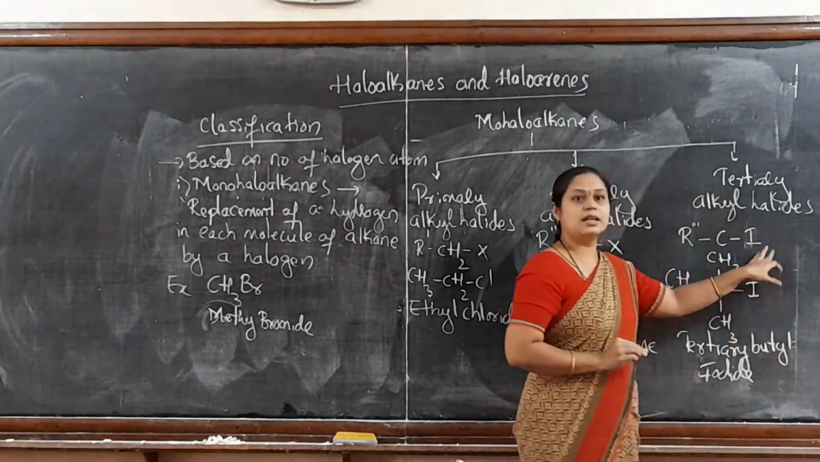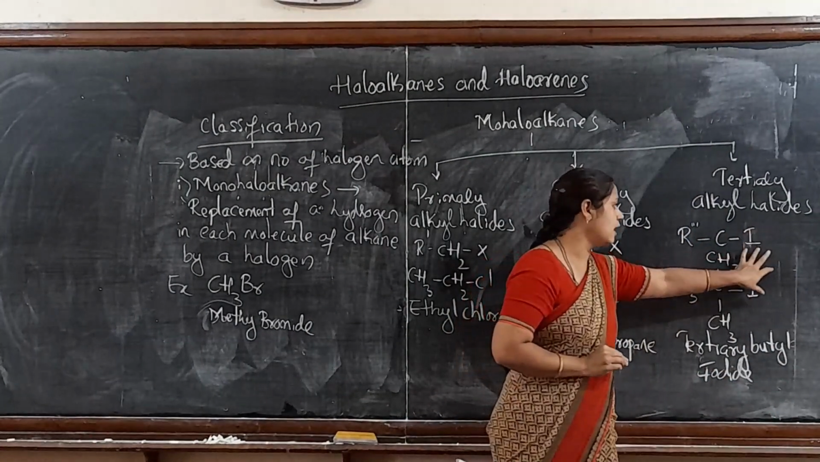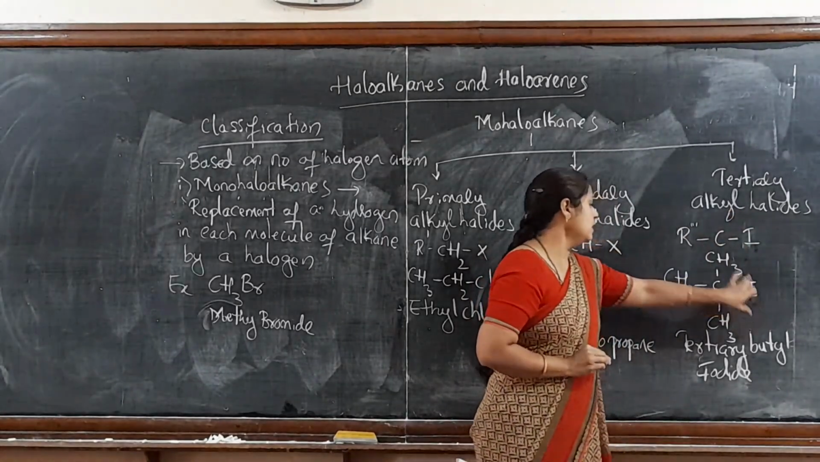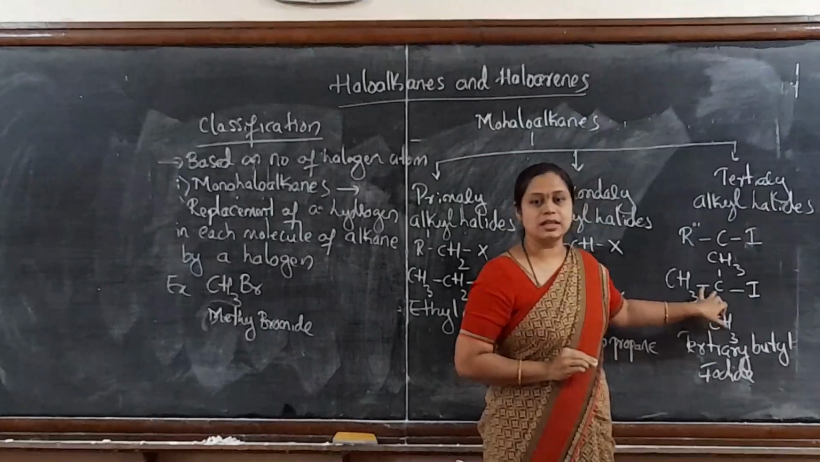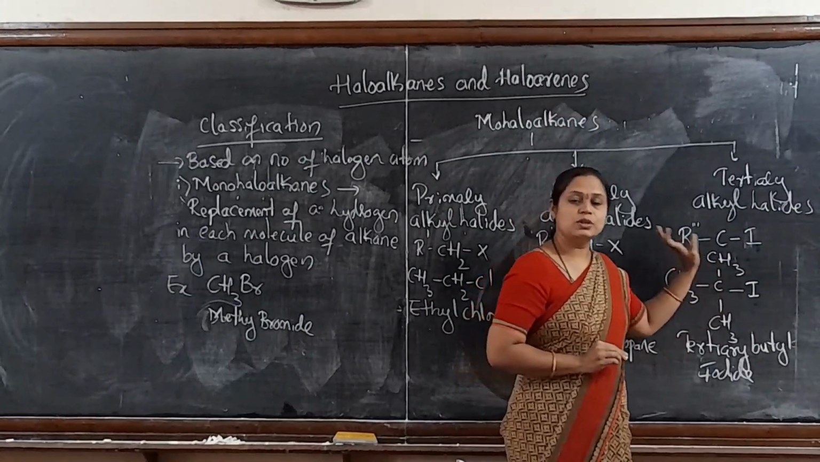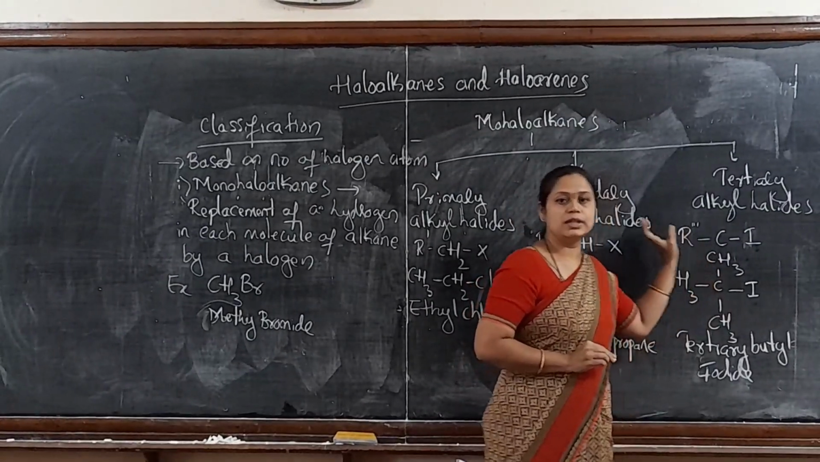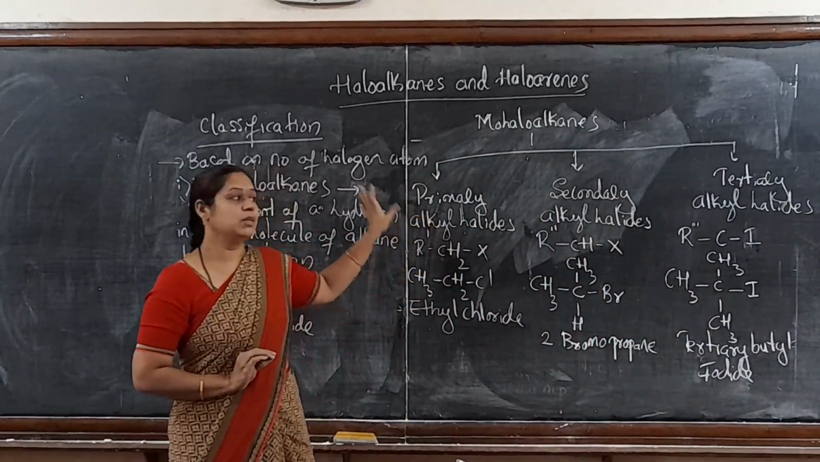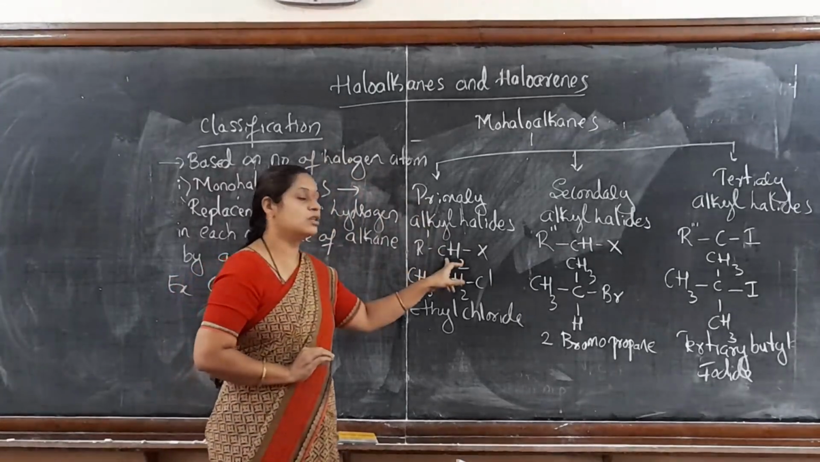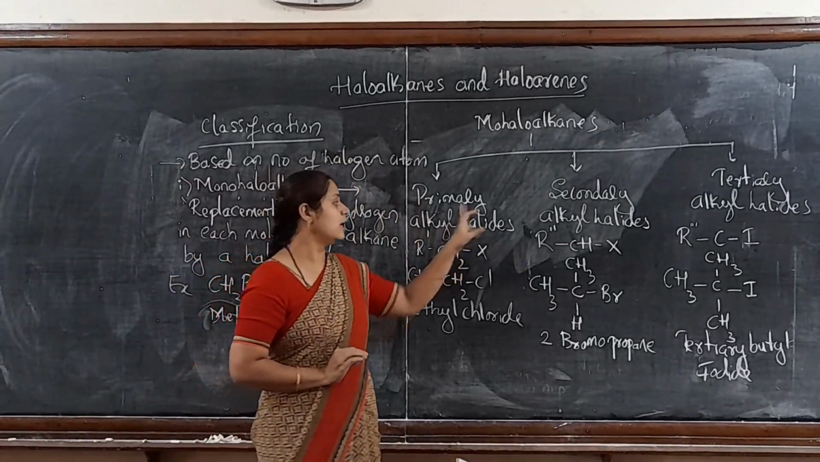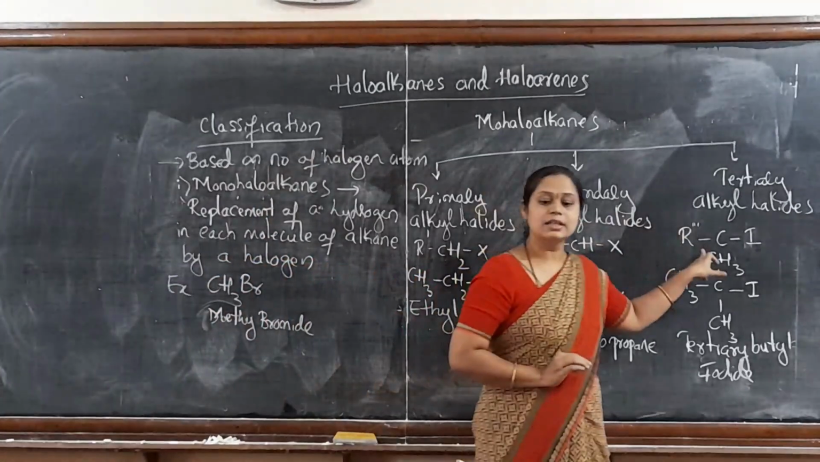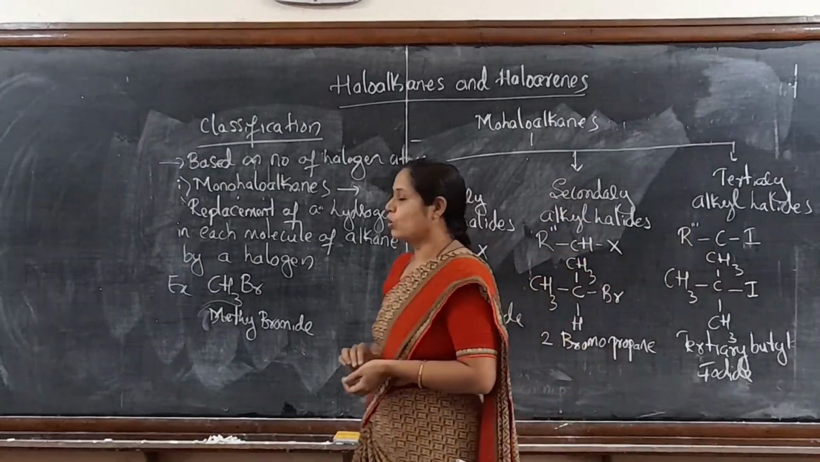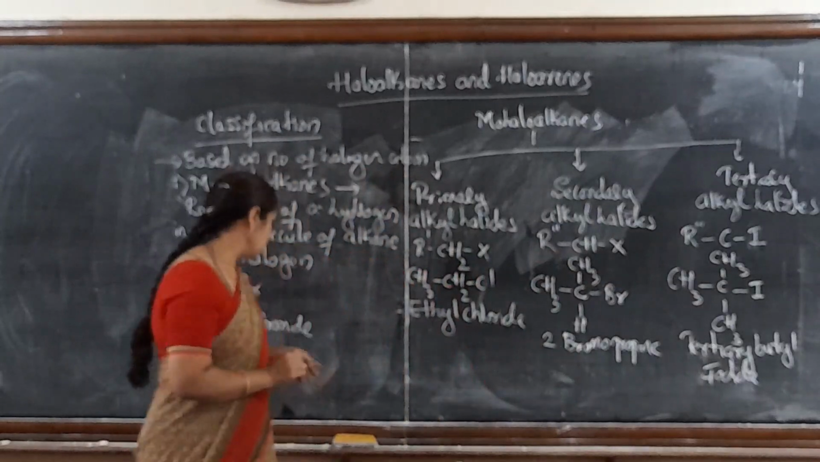Here you can see a halogen atom, that is iodine, is attached to the tertiary carbon atom. So this is the classification of the monohaloalkanes, based on whether the halogen atom is attached to a primary carbon, secondary carbon or a tertiary carbon atom. Next we will move on to the dihaloalkanes.